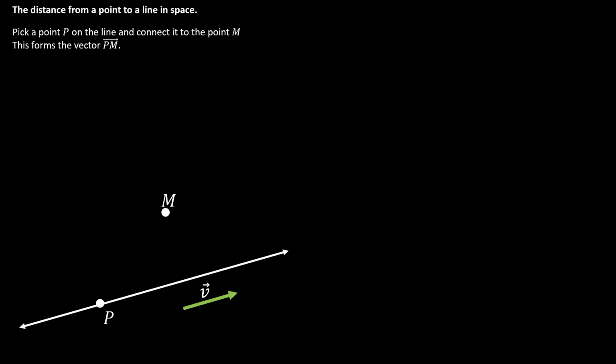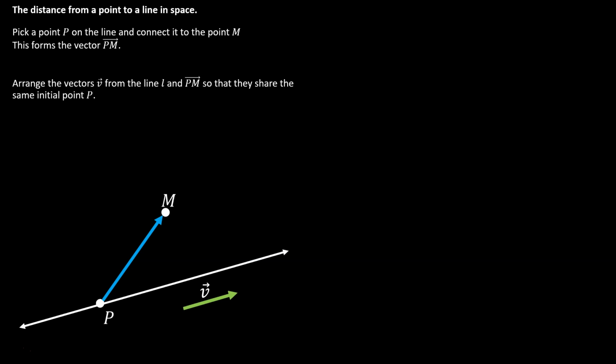We have a line on the screen, and any line must have a known point and a parallel vector. No matter which version of a line equation that you use, you'll always be able to extract from that a point P and the vector that the line is parallel to, V. To figure out the distance from our line to the point M, the first thing we're going to do is generate a vector that connects the point P on the line to the point M, which is not on the line.